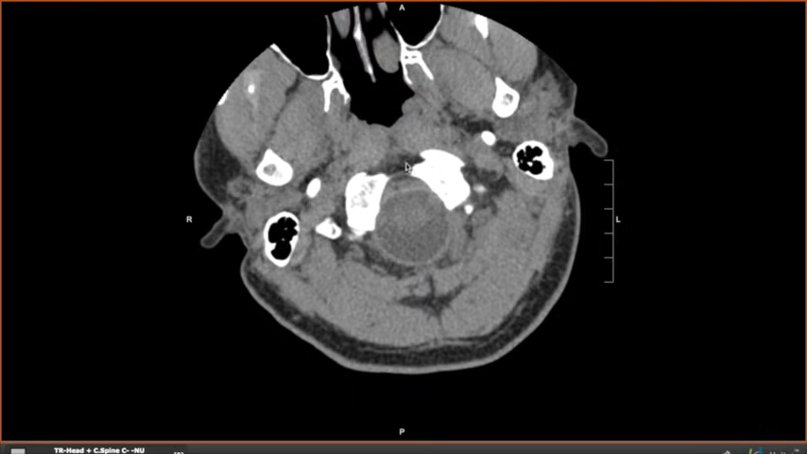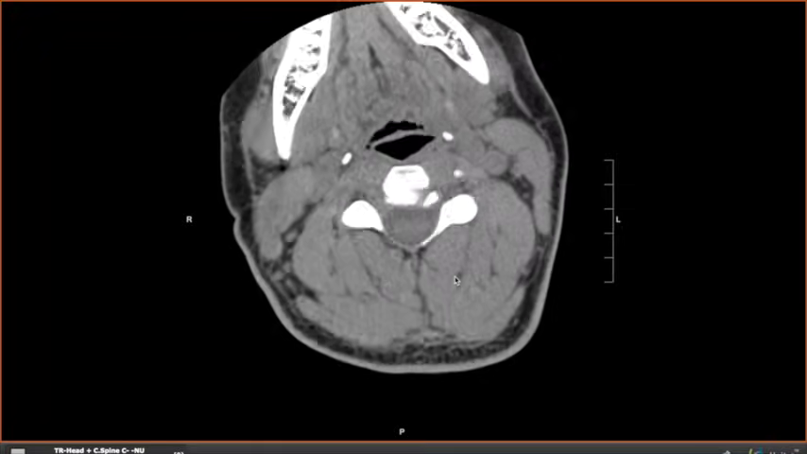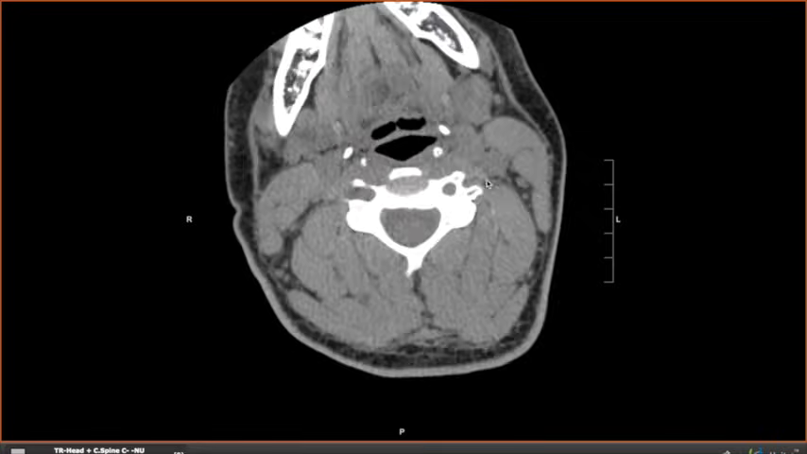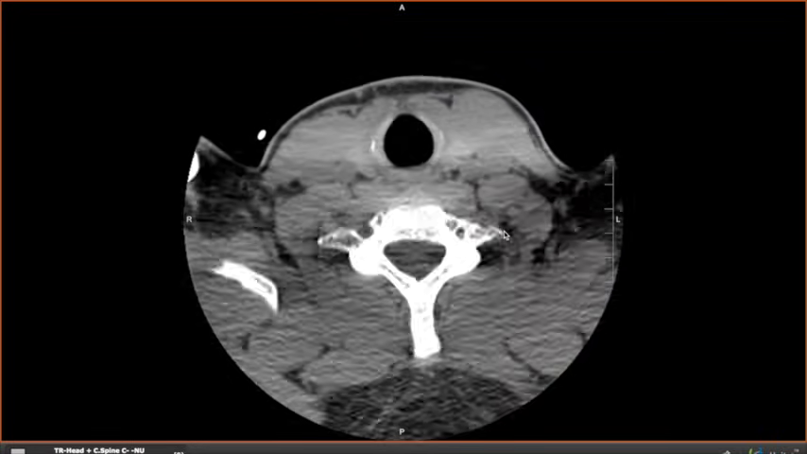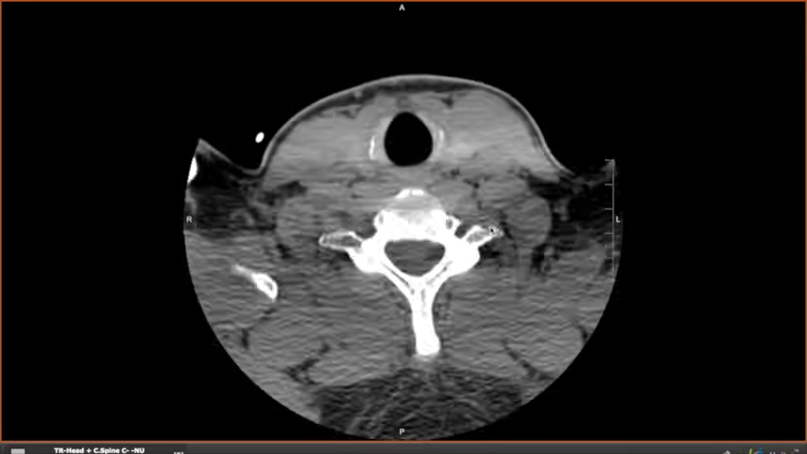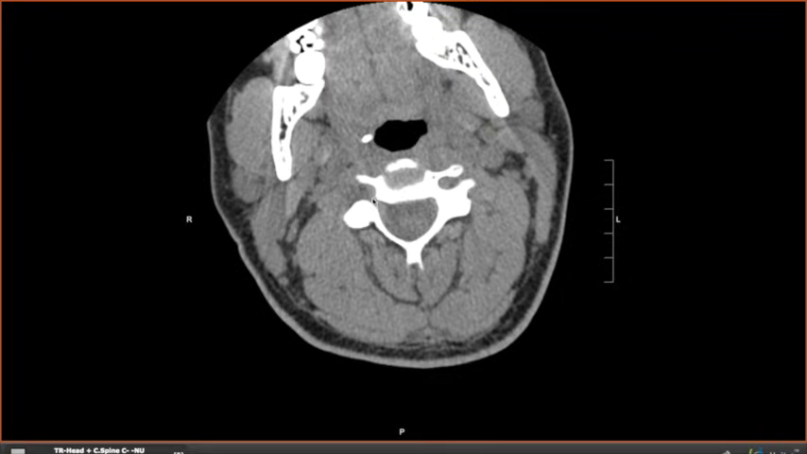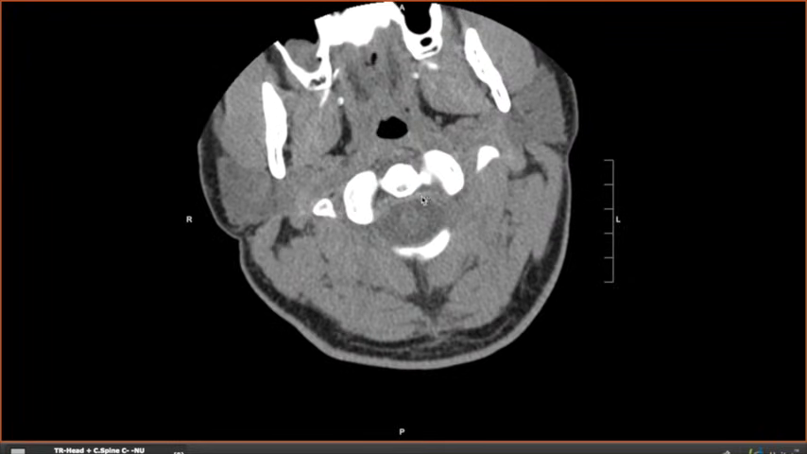Looking at the prevertebral soft tissues, again looking for that stripe of fat, which is the dark tissue that you see right here, and making sure that it doesn't bulge anteriorly and there's no thickening of the tissues anterior to the vertebral bodies. You can also look in the canal for any high density material or thickening posterior to the vertebral bodies to suggest an epidural hematoma.